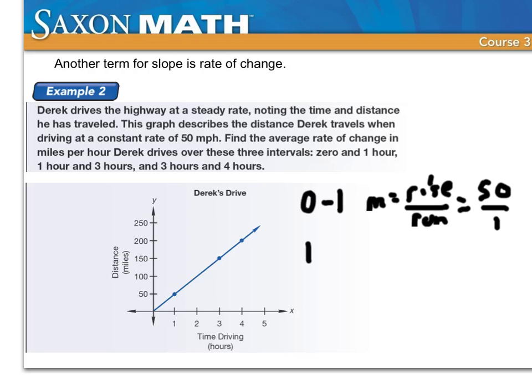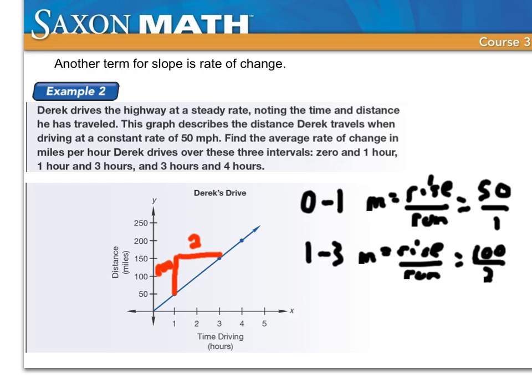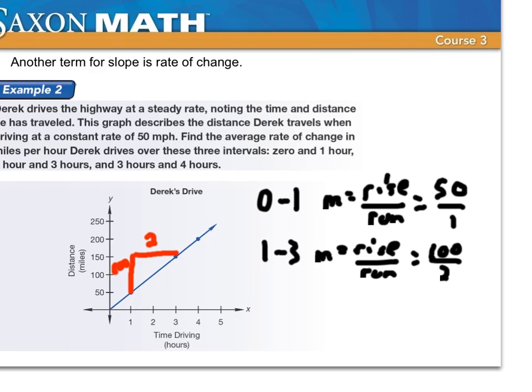Then, from 1 hour to 3 hours, again we get m equals rise over run. From 1 hour to 3 hours, so that's from here to here, I'm going up 50, 100. Okay, and I guess I could show this on our graph here. From here to here, we're going up 100. And then I'm going over 2. So my rise is 100 and my run is 2. And then, of course, we have to reduce that. And that reduces to 50 over 1.